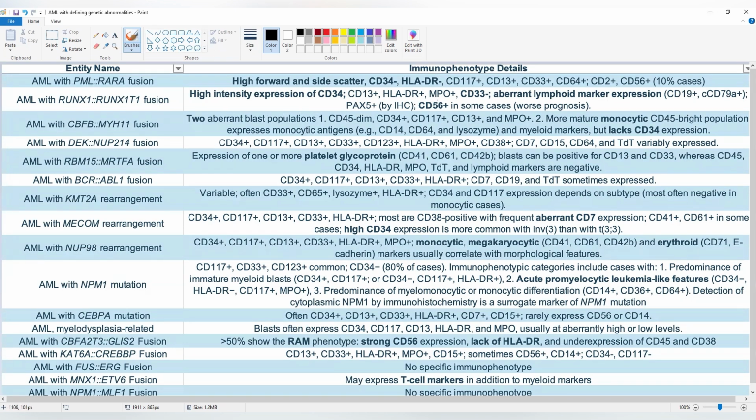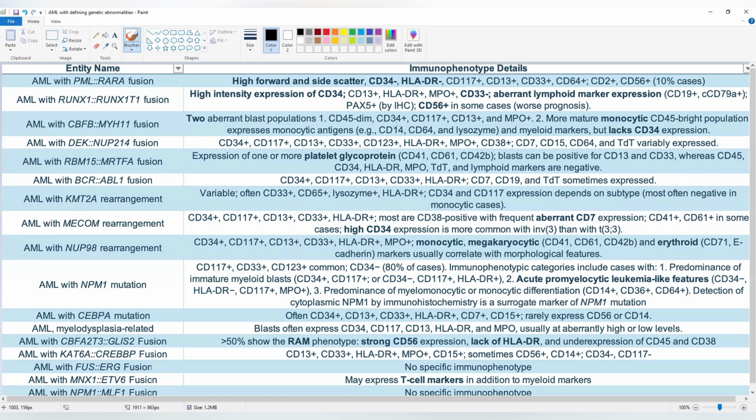CD33 is usually negative, and aberrant lymphoid marker expression is frequently seen in this entity. But what I want to highlight is that CD56 is positive in some cases, and it's associated with worse prognosis in these patients. For acute myeloid leukemia with CBFB-MYH11 fusion, sometimes you can see two blast populations. One of them is a dim CD45 population, positive for CD34, CD117, CD13, and myeloperoxidase. So that's our typical myeloid blast population.